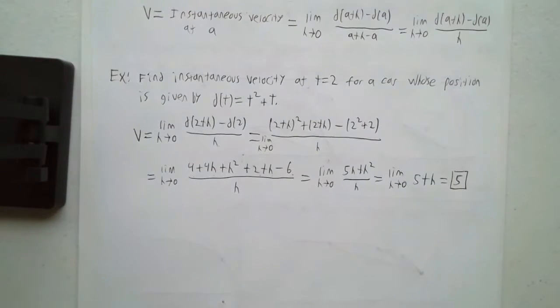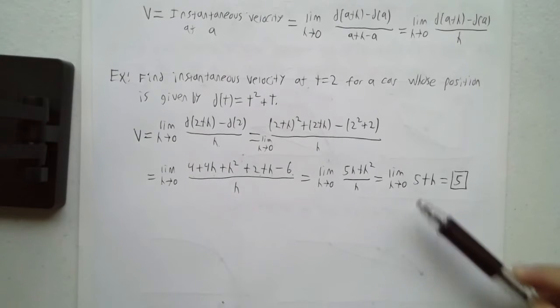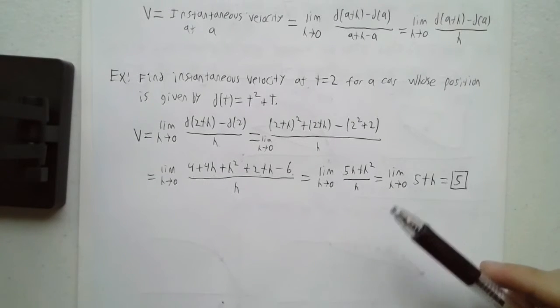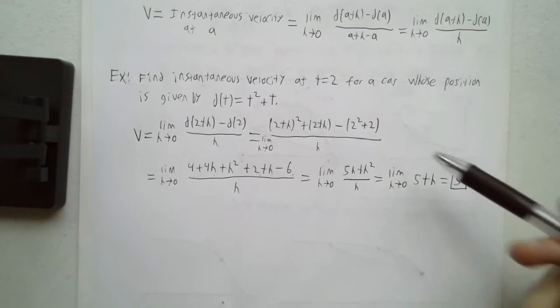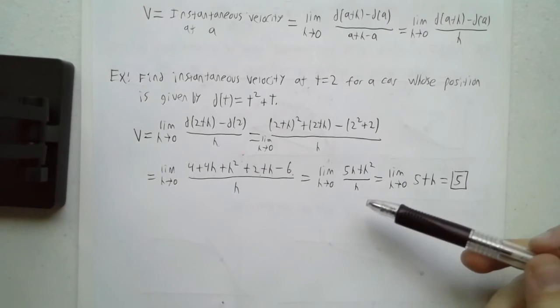So this is the method for how you can calculate instantaneous velocity. We'll see a lot more examples of this because we'll find that this calculation is just a special case of what's known as the derivative of a function, which we'll see in the next lecture.